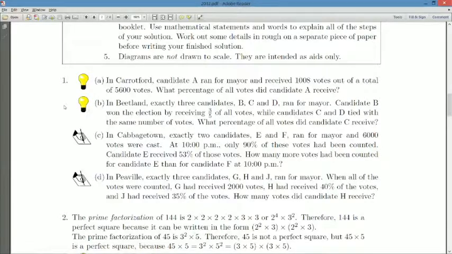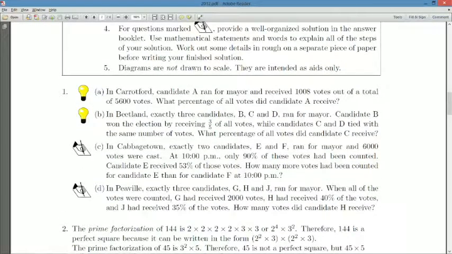Fantastic. So we see that 1A has a light bulb, B has a light bulb, C and D both have written style questions. That's okay. As usual, we're going to be writing out just about everything. That way, if we screw up, we at least maybe get part marks.